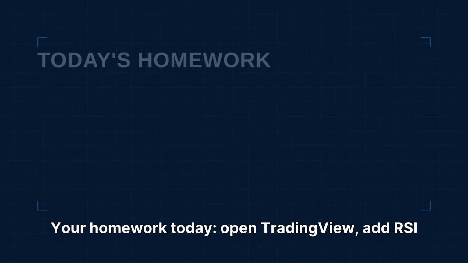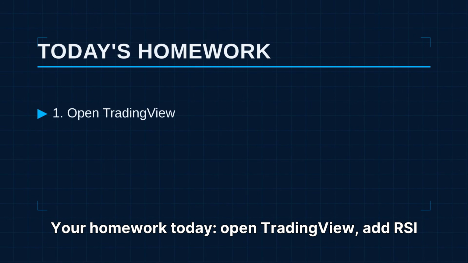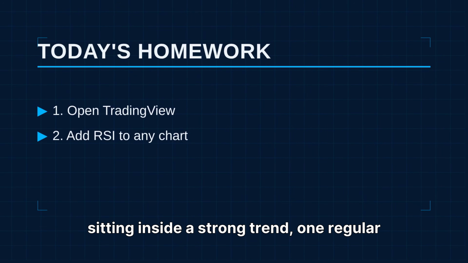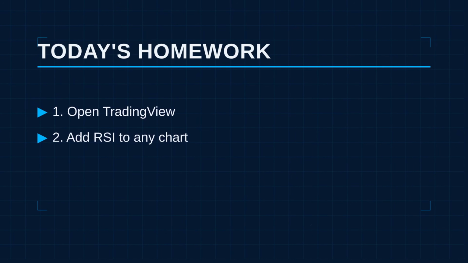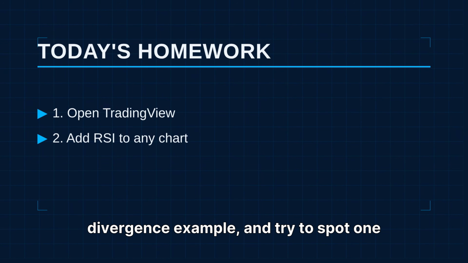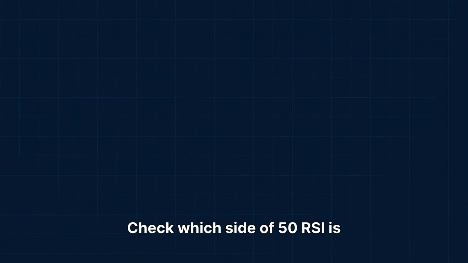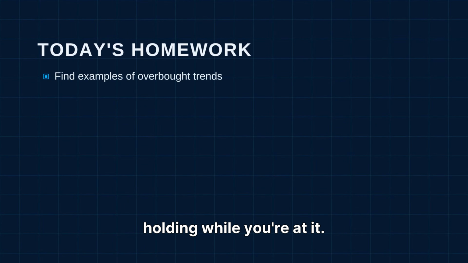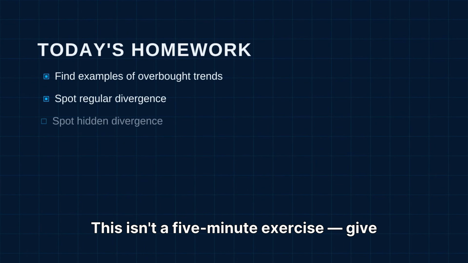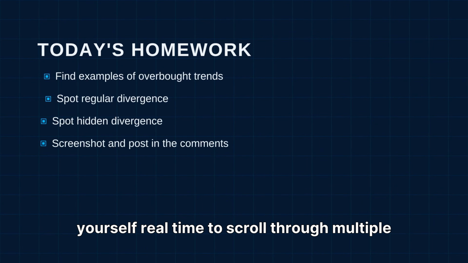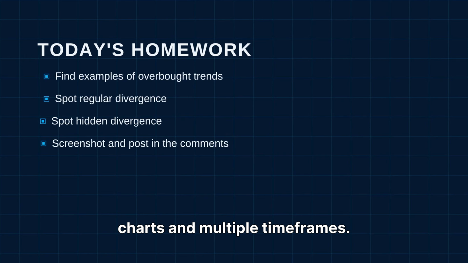Your homework today: open TradingView, add RSI to any chart, find one overbought reading sitting inside a strong trend, one regular divergence example, and try to spot one hidden divergence example too. Check which side of 50 RSI is holding while you're at it. This isn't a 5-minute exercise. Give yourself real time to scroll through multiple charts and multiple time frames.